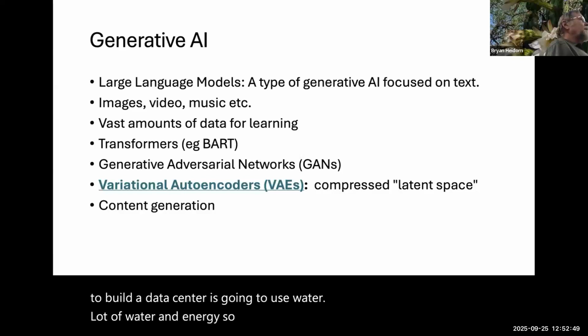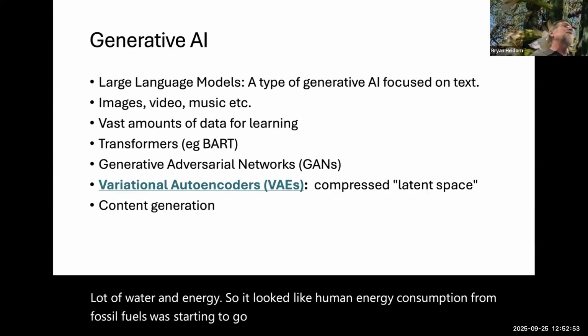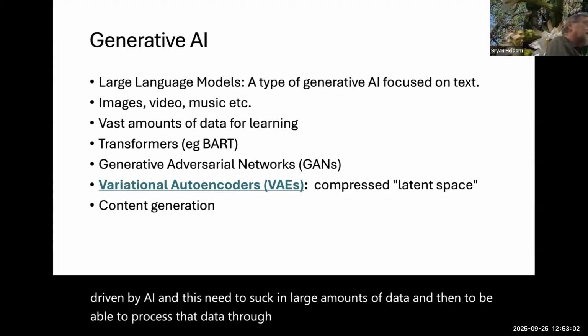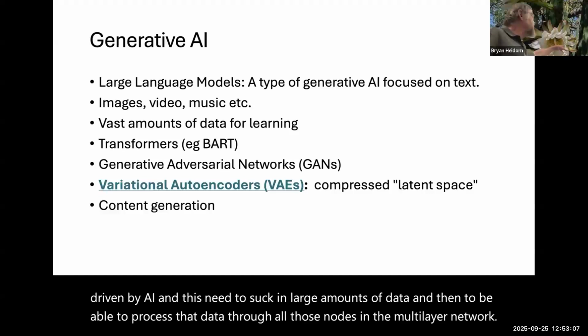So it looked like human energy consumption from fossil fuels was starting to go down, and now it's climbing again, largely driven by AI and this need to suck in large amounts of data and then to be able to process that data through all those nodes in the multi-layer network. And we don't have to go in.